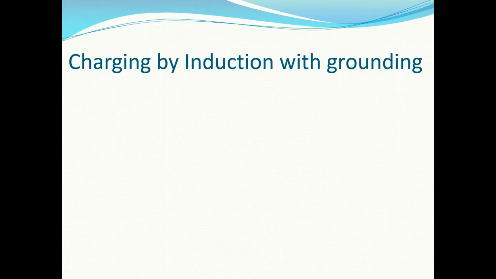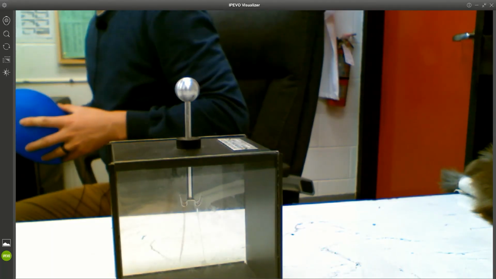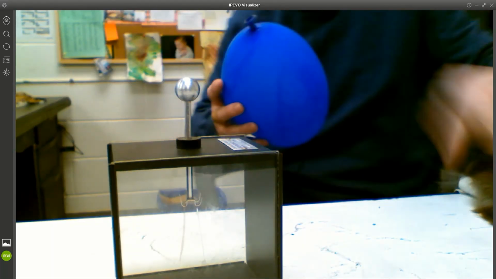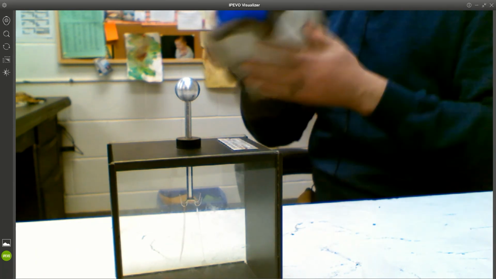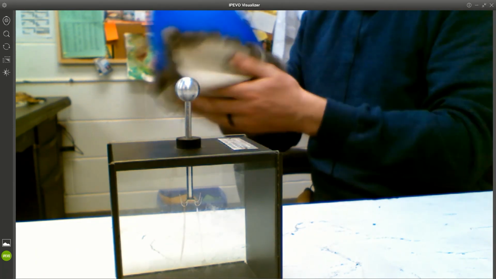So this last one is called charging by induction with grounding. I want you to take a close look at it. This is going to be tricky to do by myself, but I'm going to try. What I'm going to do is charge up my balloon with my rabbit's fur, get it nice and charged up.